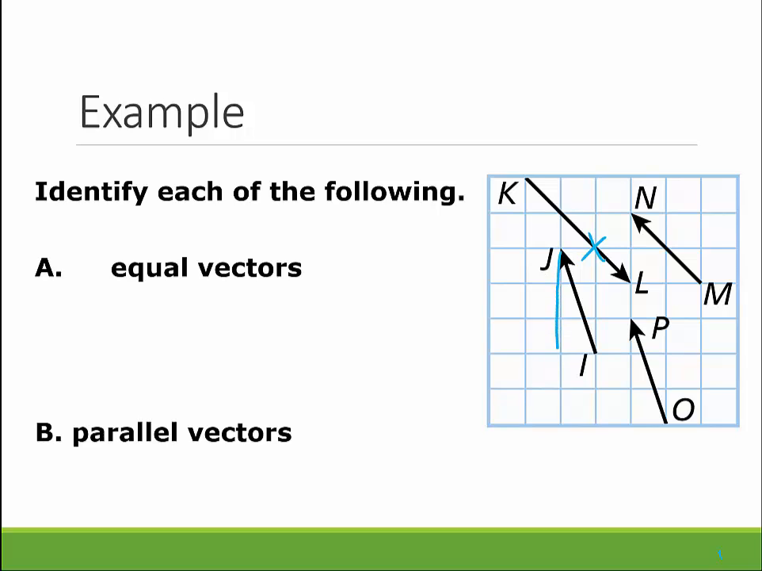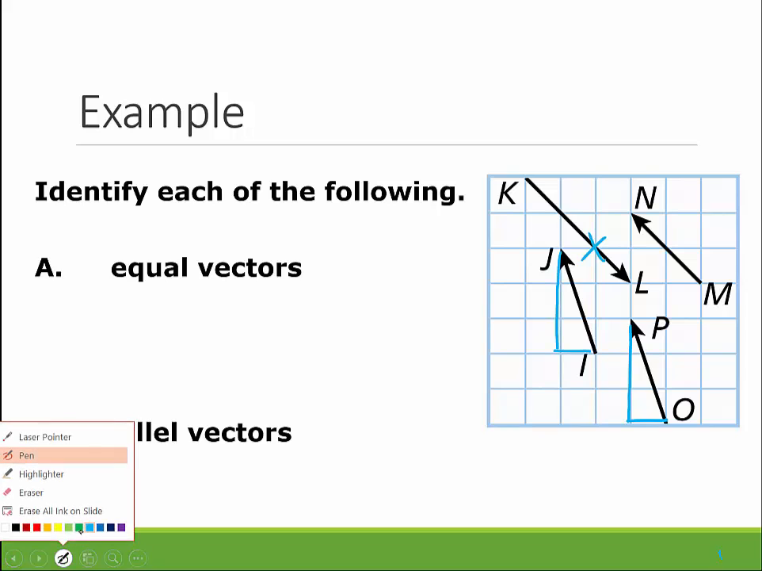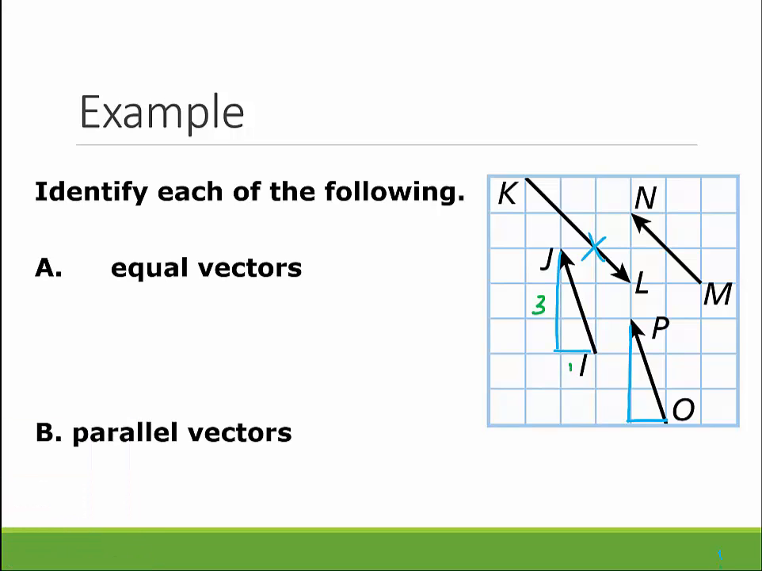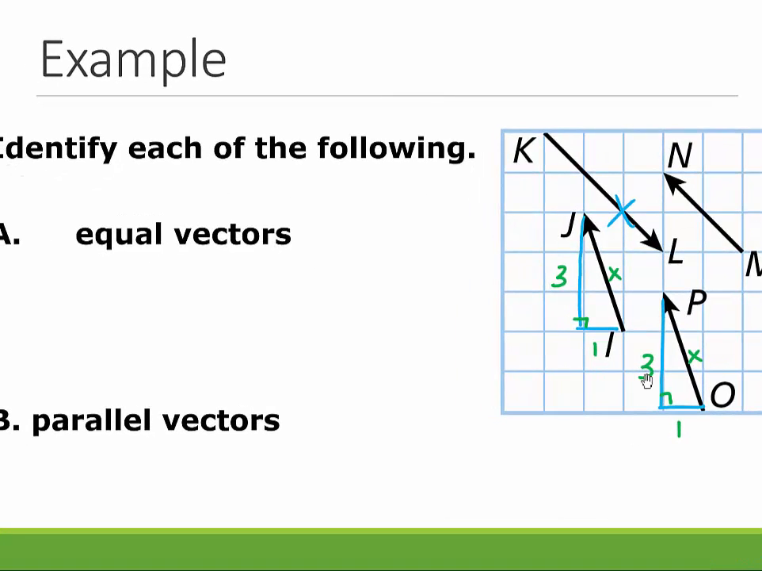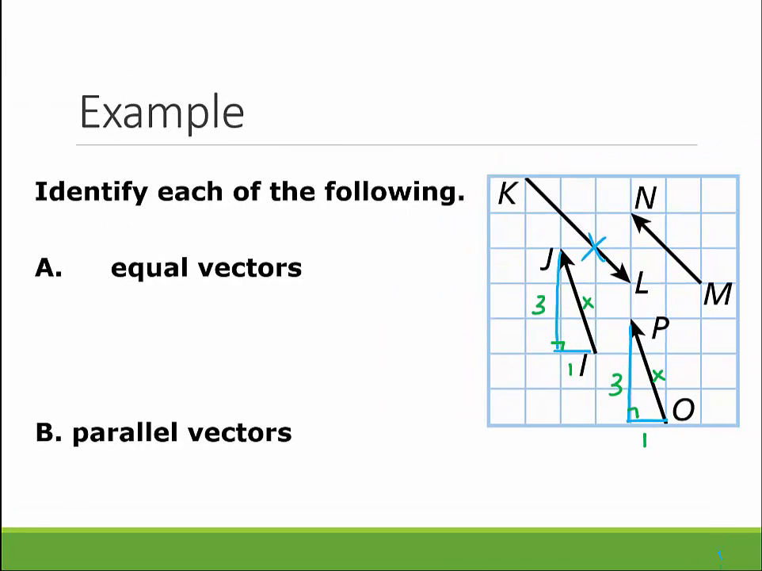And we can prove this with math. If I was to make a triangle with those two here, this side would be 3, this side would be 1. If I was to do Pythagorean theorem and figure out what this is, it would be exactly the same. And then we can look at it as our slope as well, down 3 over 1. So JI, or IJ, and OP are equal vectors. And then these are also parallel.